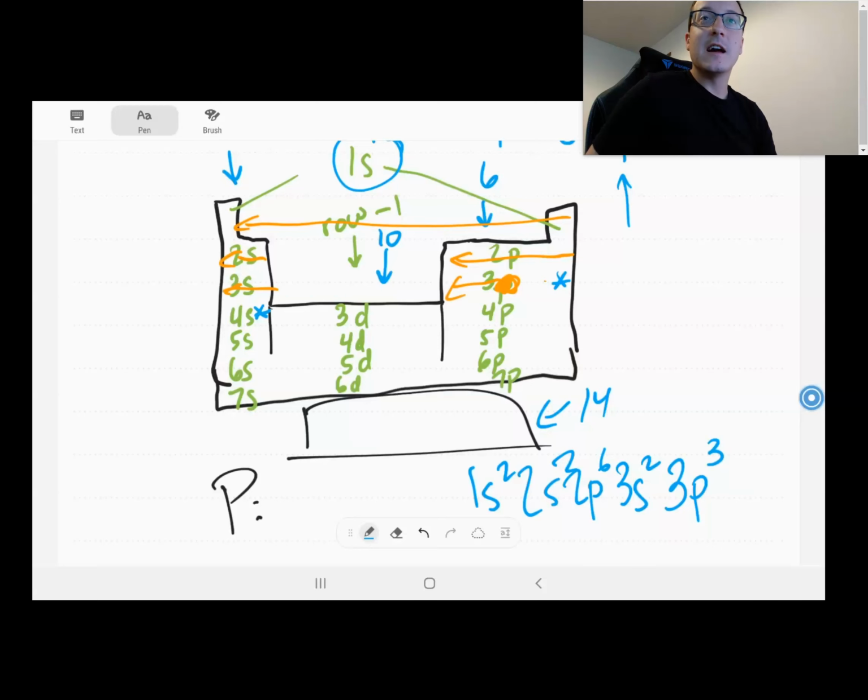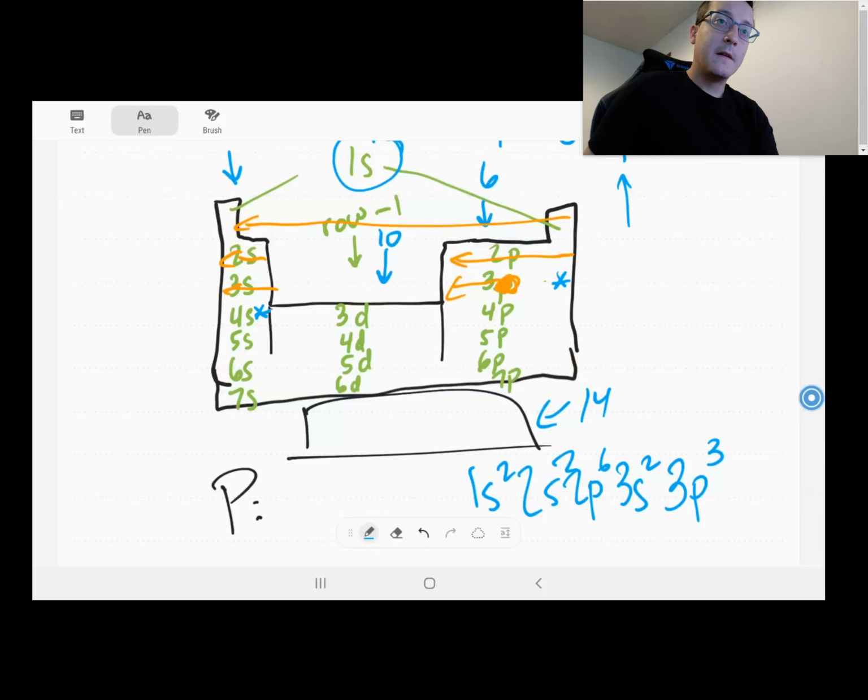Correct. Exactly. We counted the first 3 of the P block. So really the only thing that's going to be different for each element is that last set. So we only have to think about what the last electrons are going to be, and then everything else before it is going to be completely filled.